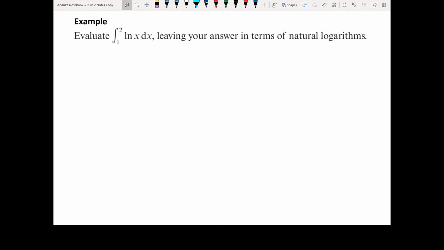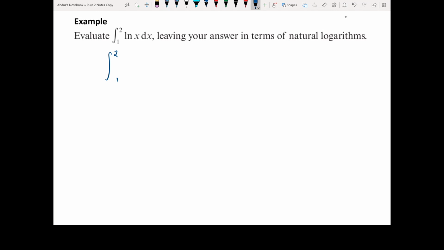So we're asked to evaluate the integral of ln x dx, leaving our answer in terms of natural logs. To start off, we can see that there's only one function involved, really. There's only ln x. So surely we can just integrate that. But the answer is no, because we don't know how to integrate ln x. So when we see an integral that involves ln x, as we've said before, we need to let ln x be u. But there's no second function, so how can we use integration by parts?